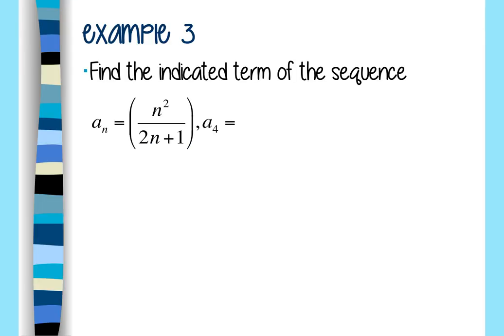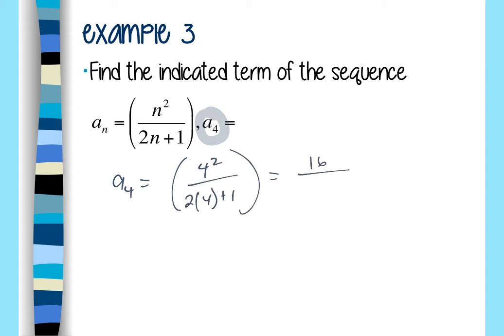Now you can jump to any one in that block. So this says find the indicated term of the sequence, and it's giving you the a sub n, and it's asking you to find the fourth term. So I go directly to 4. So A4 would be 4 squared over 2 times 4 plus 1, which is 16 over 8 plus 1, 16 over 9. And you leave it just like that. So I could do multiple terms in a sequence, or I could jump directly to one specific one, and that's how it would look.